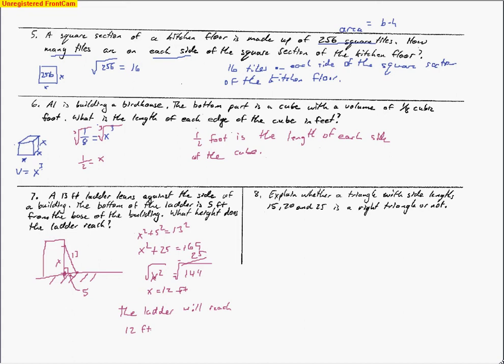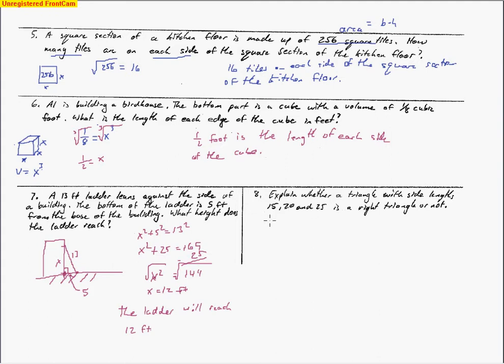This is the second part of the solutions for the chapter review for chapter 3 test, part 2. So let's take a look at number 8 here. It says explain whether a triangle with side lengths 15, 20, and 25 is a right triangle.